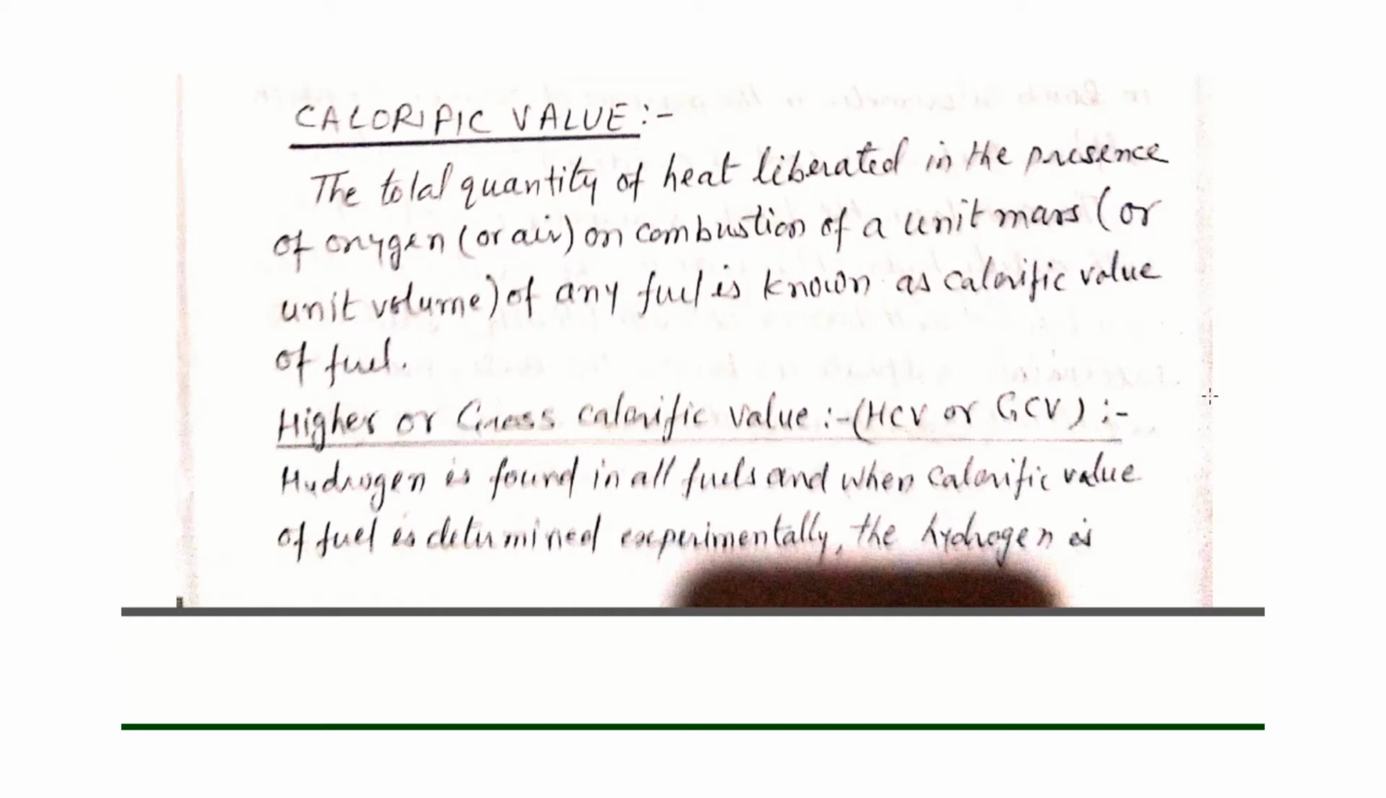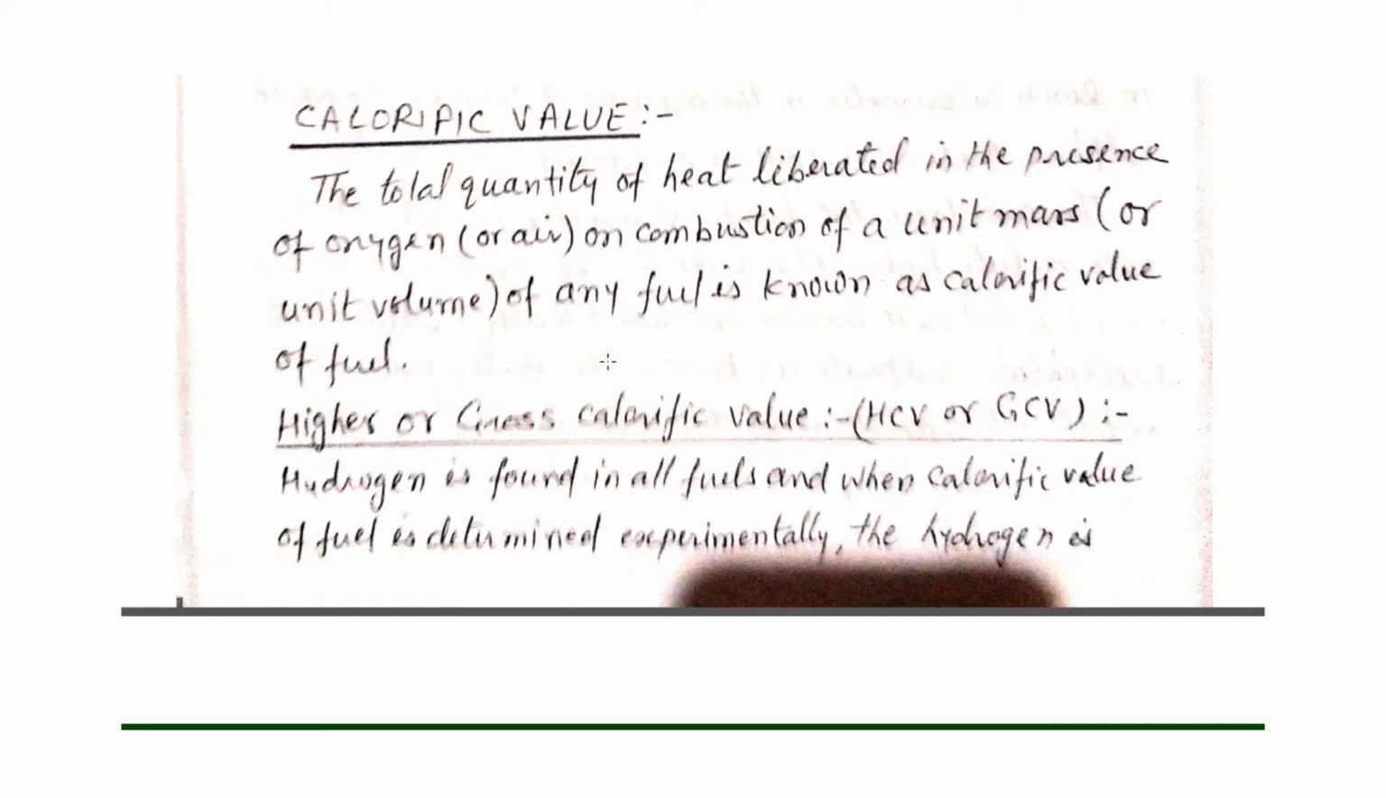The total quantity of heat liberated on combustion of a unit mass in case of solid fuel, or a unit volume in case of gaseous and liquid fuel, is known as the calorific value of the fuel. Means here we have to take a unit mass, means 1 gram or 1 kg, a fixed quantity, and on complete combustion whatever heat is liberated, that is known as the calorific value of the given fuel.